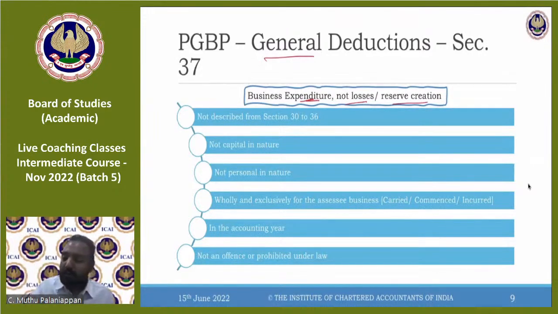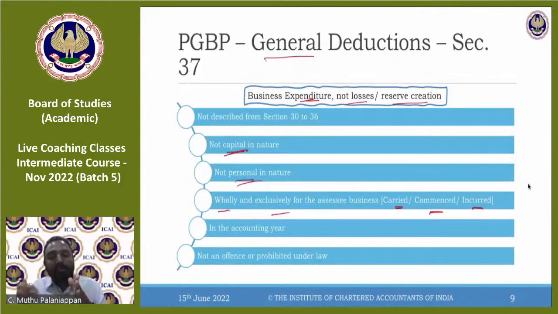But that expenditure should not be capital in nature, it should not be a capital expenditure. It should be a revenue expenditure. And it should not be a personal expenditure. It should be for the purpose of business. When you say business, it should be wholly and exclusively for the purpose of the assessee's business. The business carried on by the assessee, the business commenced by the assessee. That is, after commencement, you are incurring the expenditure. So it is commenced by the assessee and incurred by the assessee. So these are the conditions.